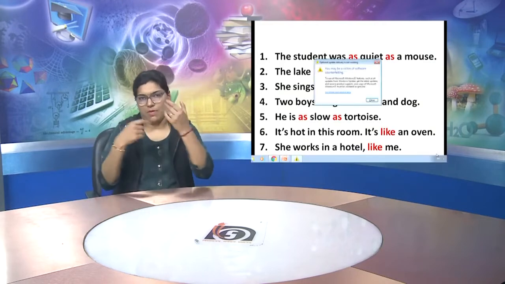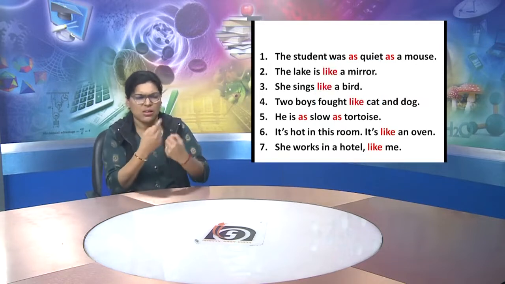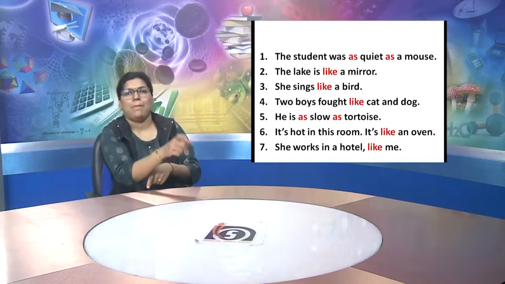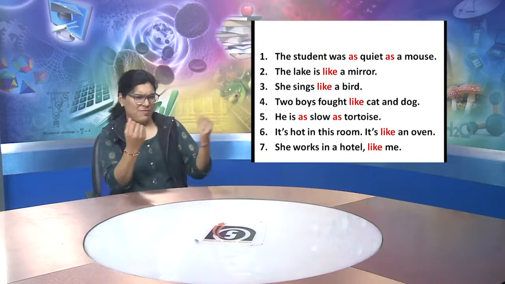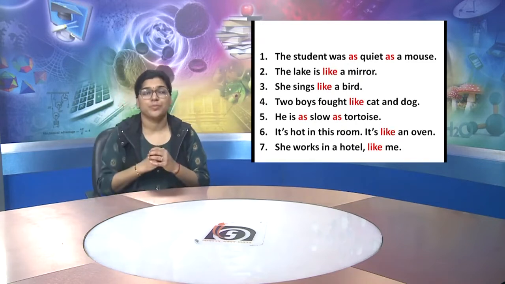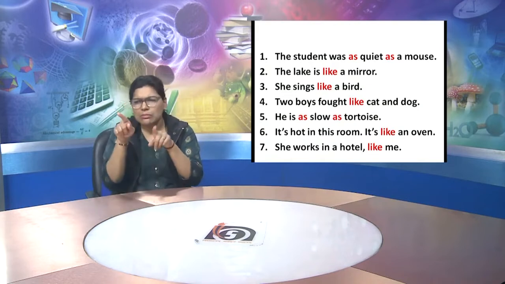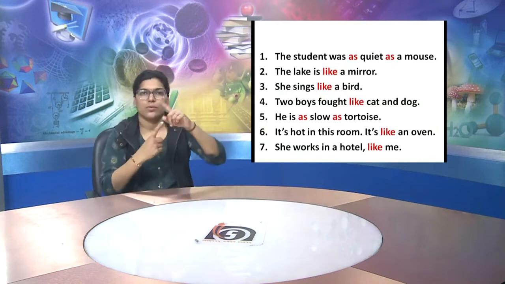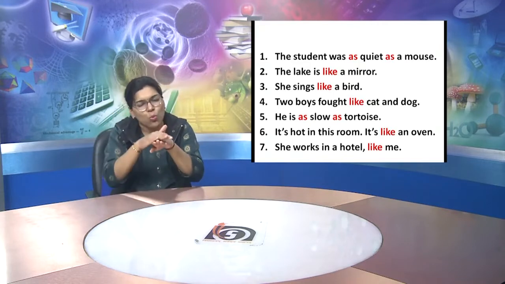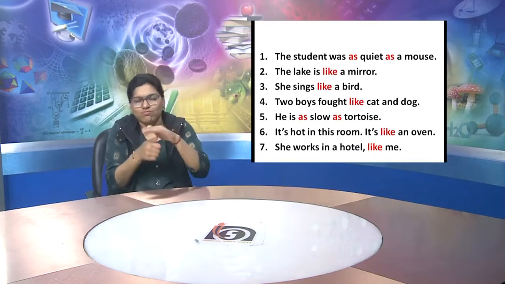The fourth example: two boys fought like cat and dog. So the comparison is two boys and cat and dog. So these are the two comparisons. So we have to be careful. This like does not mean that the person is liking the other person. The fifth example explains that he is as slow as a tortoise. So the comparison is among the two things, he and the tortoise. He is a boy or a man, but that man is too slow, just like a tortoise. So here we used as for making comparison.